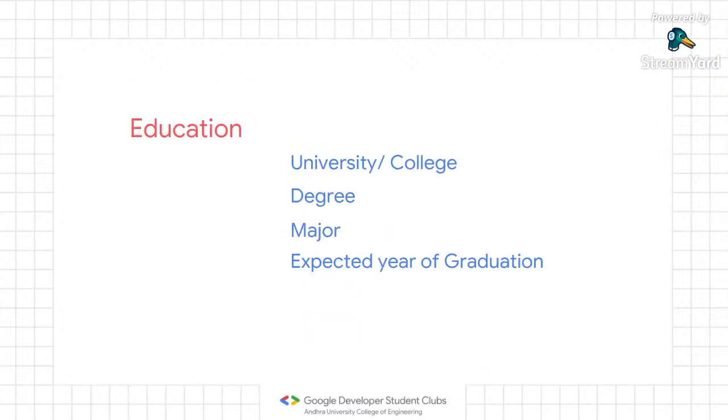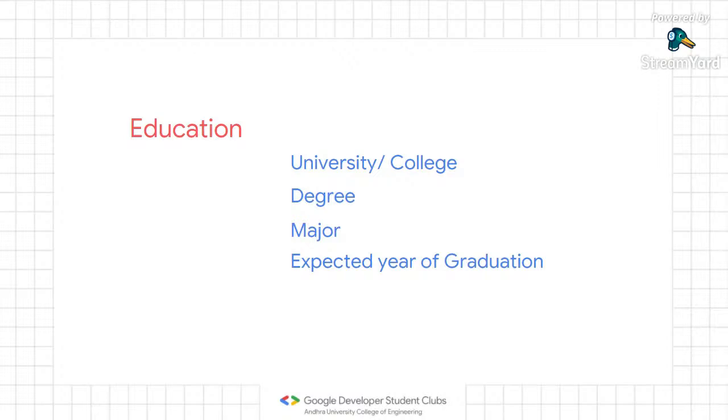And then comes your education. In the education subsection, you will have to add your university or college name and your degree, which is bachelor's or master's or something like that. Major is which part you are majoring in, which is your department or your branch. And then the expected year of graduation.